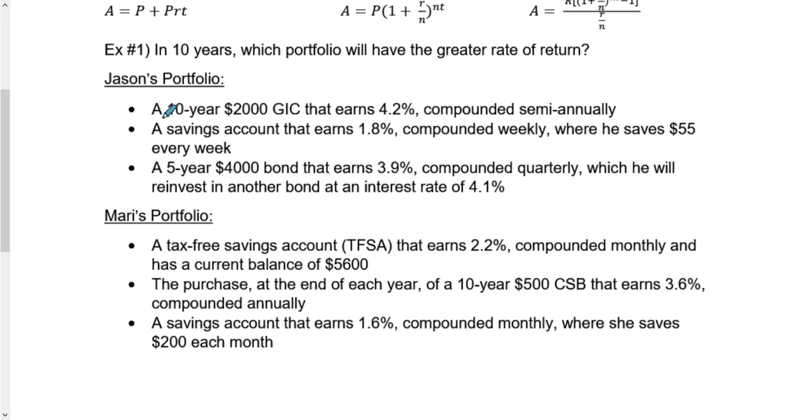Jason's portfolio: he has a 10-year $2,000 GIC that earns 4.2% compounded semi-annually, a savings account that earns 1.8% compounded weekly, where he saves $55 every week, and a 5-year $4,000 bond that earns 3.9% compounded quarterly, which he will reinvest in another bond at an interest rate of 4.1%.